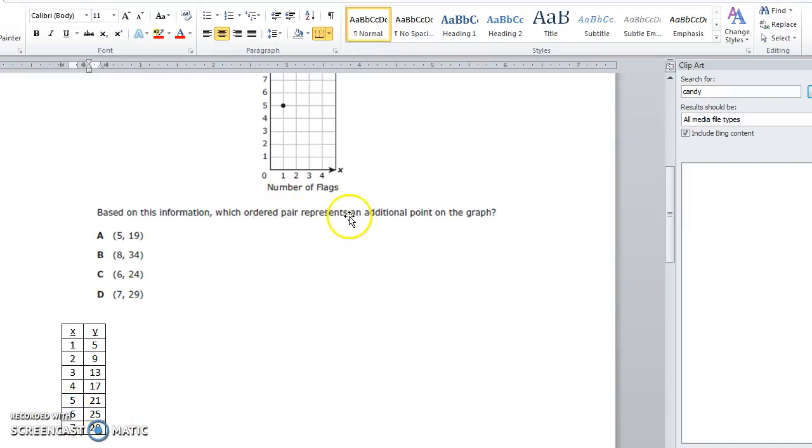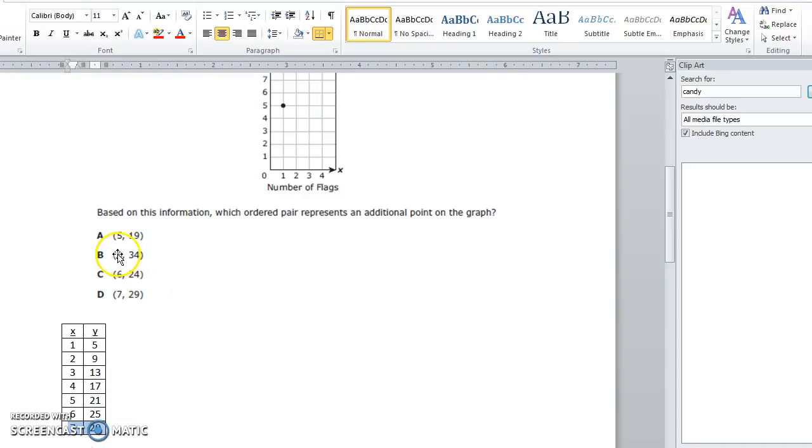Which ordered pair represents an additional point? 5, 19? Nope. It should be 5, 21. 8, 34? I don't know yet. I actually didn't build my table big enough, but hopefully I don't have to deal with that. 6, 24? Nope. Should be 6, 25. 7, 29? Yes. 7, 29 is the answer.